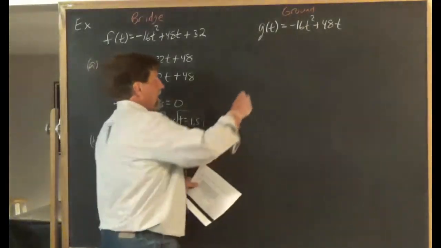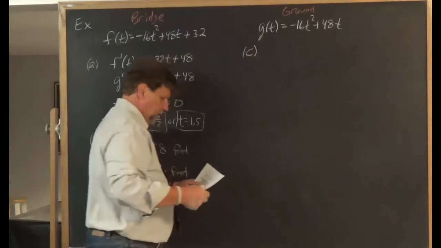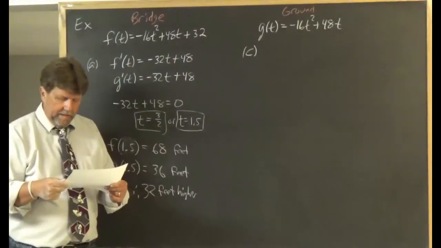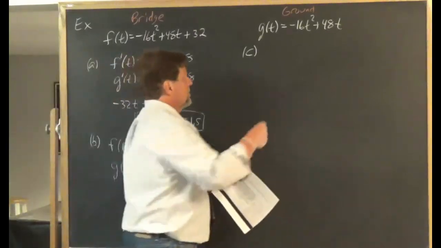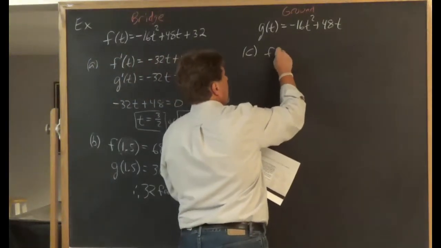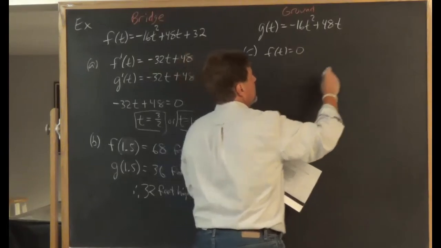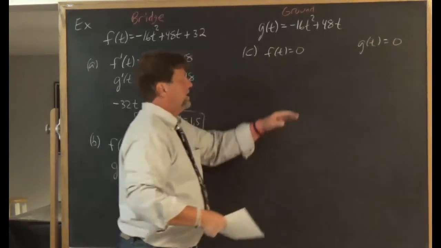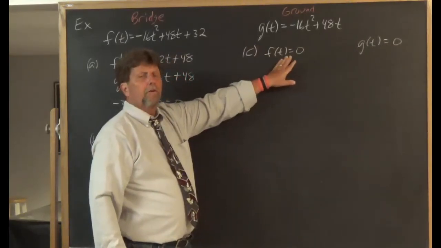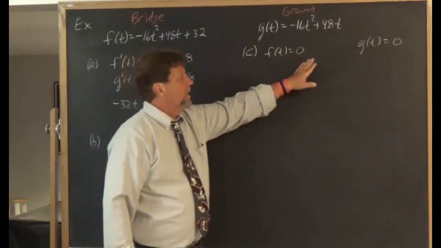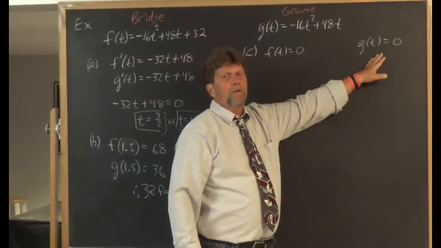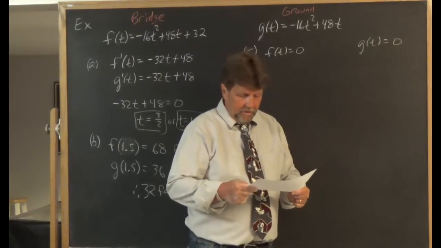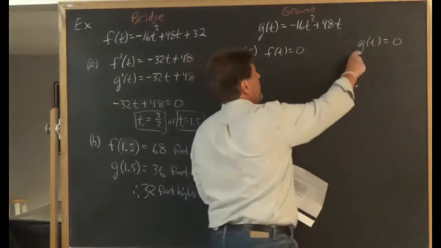Okay, now part C. When do the stones strike the ground and with what velocities? All right, so we need to solve f of t equals 0 and g of t equals 0. This tells us when the stone thrown from the bridge hits the ground. This tells us when the stone thrown from the ground comes back to the ground. So, you know what? Let me solve this one here real quick.